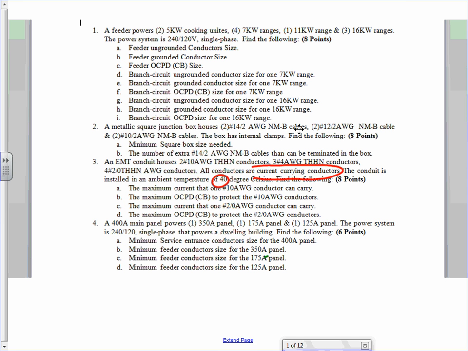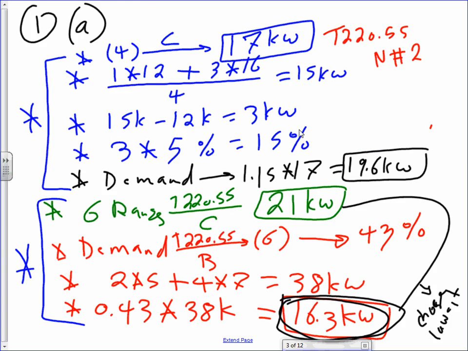We will find A through D. A, minimum current for number 10, and the overcurrent device for number 10. Then the minimum current for the 2 aught, and the overcurrent device for the 2 aught. You need to find the minimum current that each one of these two types of conductors can carry, and what's the overcurrent device you must land on it. Okay? Everybody can see what we're trying to achieve?